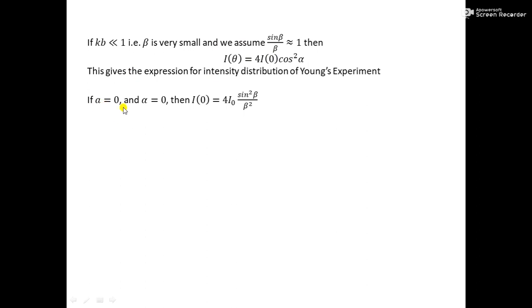And if A is equal to 0, that is the two slits coalesce into one, and alpha is equal to 0, then I function of 0 is equal to 4 I naught, and in that case cos alpha becomes 1. So it is equal to 4 I naught sine square beta by beta square. And from the last lecture we have seen that this term corresponds to the single slit Fraunhofer diffraction phenomenon, with double the source length. So this gives the expression for single slit diffraction with double the source length.